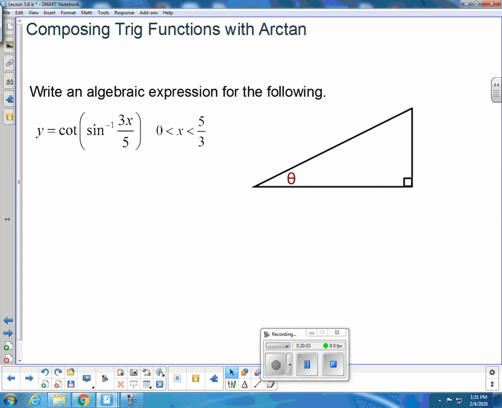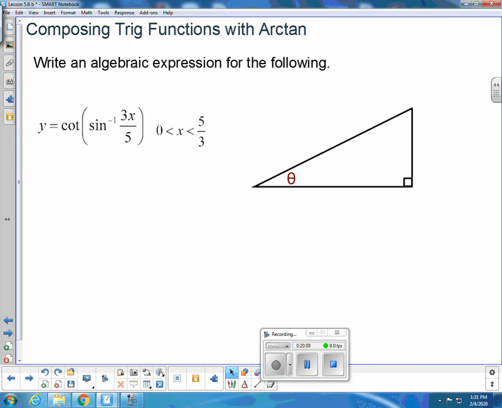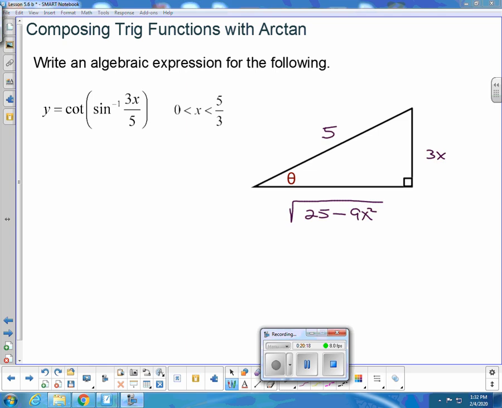Okay, write an algebraic expression for y equals cotangent of the sine inverse of 3x over 5. So you guys go ahead and fill out your triangle. See if you can find the third side. Okay, our third side is the square root of 25 minus 9x squared. Can you reduce that to 5 minus 3x? No. Nope, nope, nope. Resist the urge.